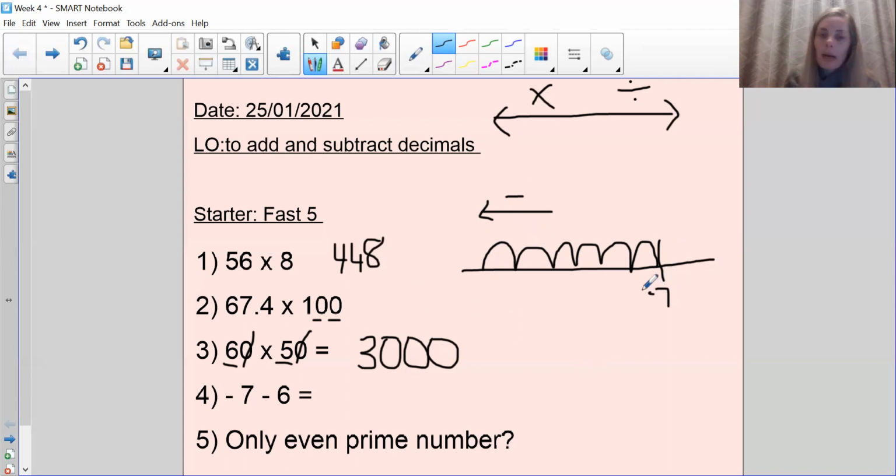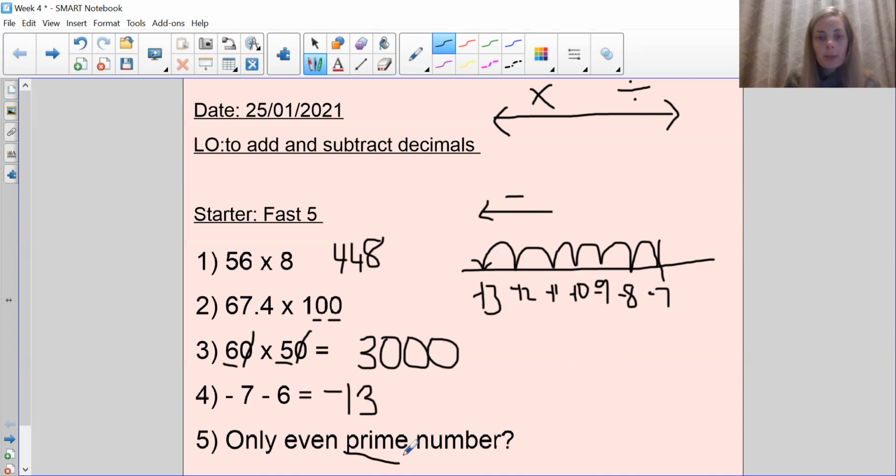And now I go and fill in all my numbers. Now remember, when I'm moving to the left, my numbers get bigger. So I'm going to have minus 7, minus 8, minus 9, minus 10, minus 11, minus 12, and minus 13. And my answer that I would land on then would be negative 13. So my answer is negative 13.